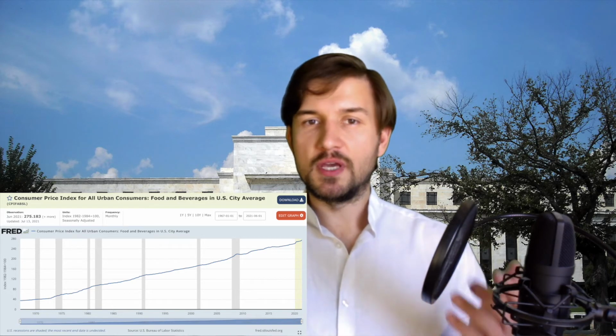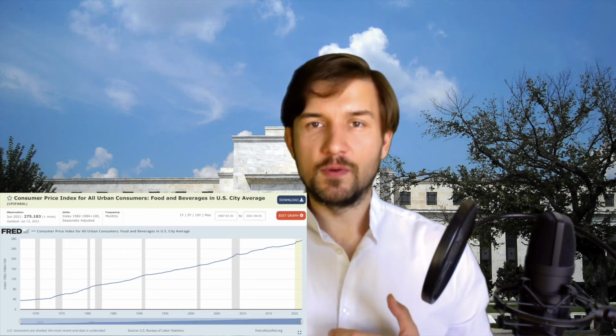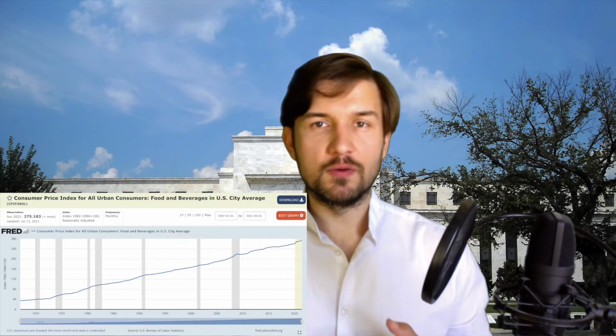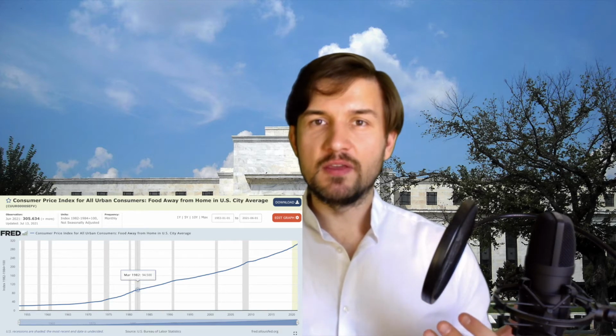Just to remind you that the food CPI is not that high of a contributor to overall CPI in June 2021. It's only 2.4%. Food away from home, the same picture. It never came back. After double-digit inflation in the 1980s, prices of food away from home still went up at more or less a continuous rate. The energy CPI is much more volatile, and this is 20% of the June 2021 CPI.